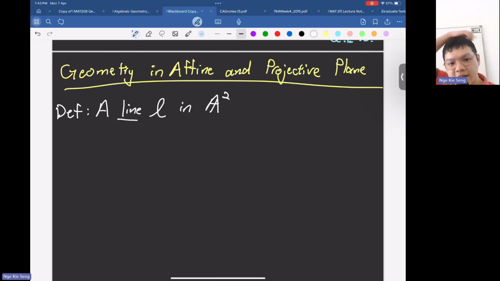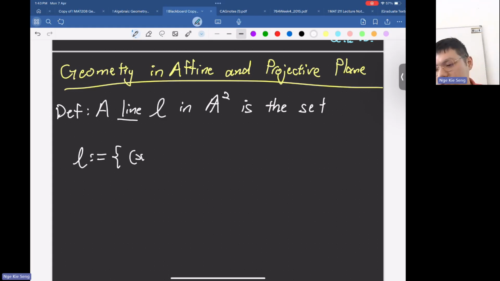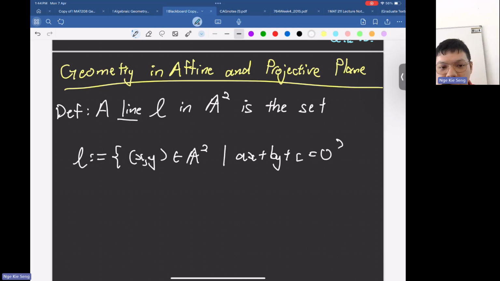Basically, what's this line here? So let's be quick. It's the set L defined by, obviously you need to pick the point from the plane. But they have to satisfy what equation here? Y equals to mx plus c. So in the general case, you have ax plus by plus c equals to 0, for some a, b, c inside your K.